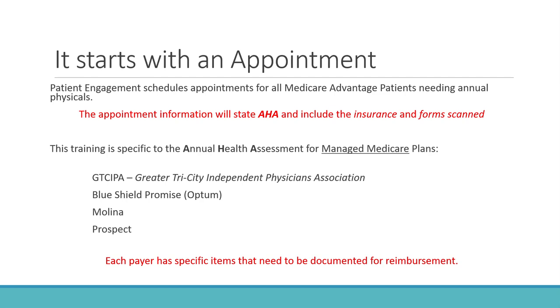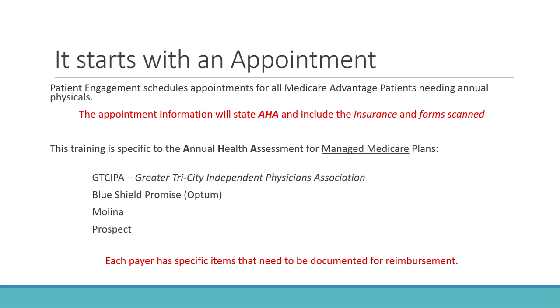It starts with scheduling an appointment. Patient engagement will schedule all of the appointments for Medicare Advantage patients needing annual physicals. The appointment information will state AHA for annual health assessment and will include the insurance that the patient has and any forms that the insurance requires, as well as a cognitive assessment form.